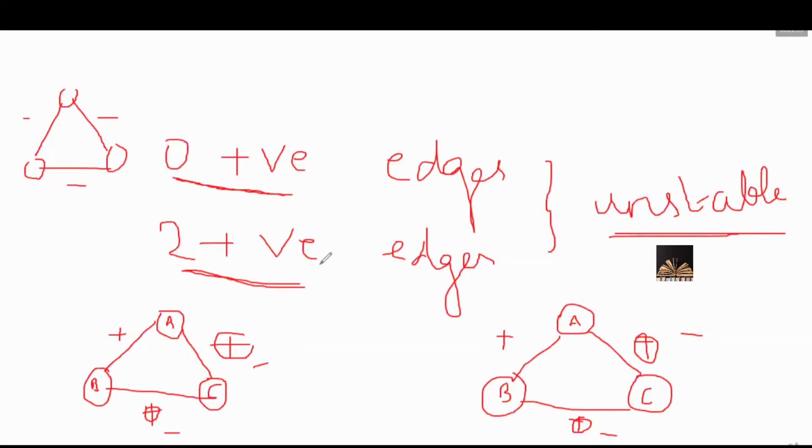Okay. Next, two positive edges. Two positive edges means like this. We have two positive edges and one minus. So A, B, C. Now see here, in between A and B, we have a plus. That means A and B are friends and B and C are friends. Okay. But A and C are enemies. So again, this is an unstable triangle. Such type of relationships, they will not exist in the network for a long time. So with the help of this technique, you should be able to remember which are stable and which are unstable.